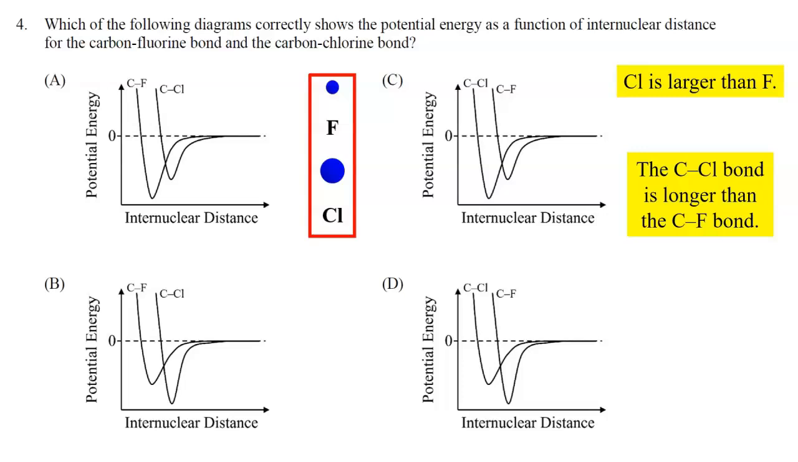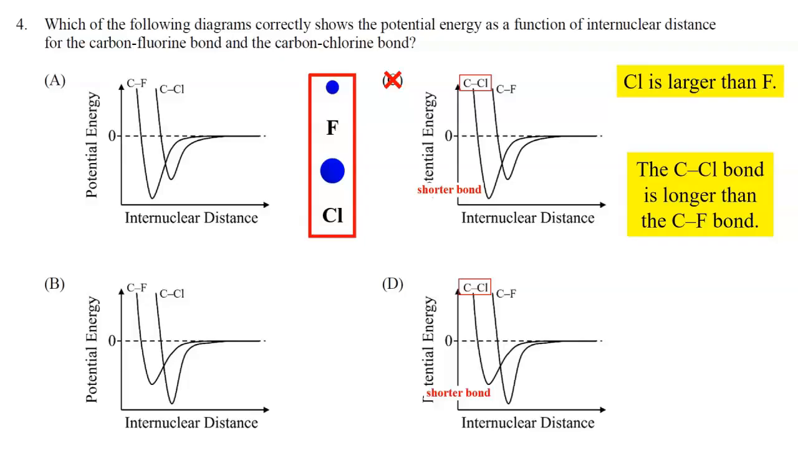Based on that fact, let's see if we can eliminate 2 of the 4 choices we have in question 4. Let's take a closer look at diagram C. The curve for carbon-chlorine has a minimum in potential energy that is further to the left relative to the curve for carbon-fluorine. So in choice C, the carbon-chlorine bond appears to be shorter than the carbon-fluorine bond, but we know that's not true, so we can eliminate choice C. And for the same reason, we can also eliminate choice D.